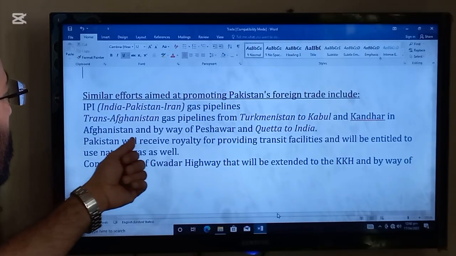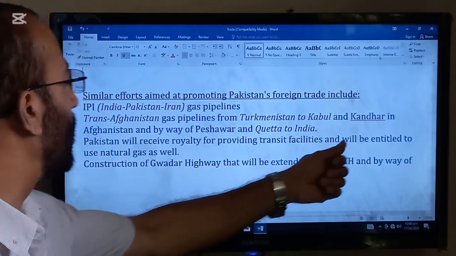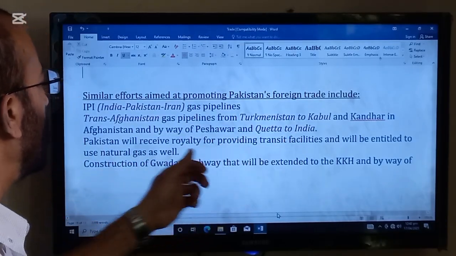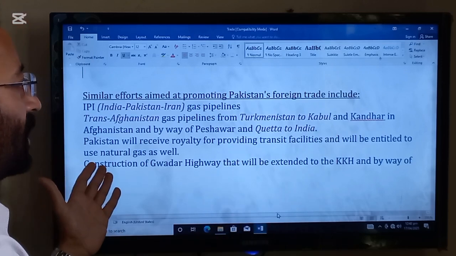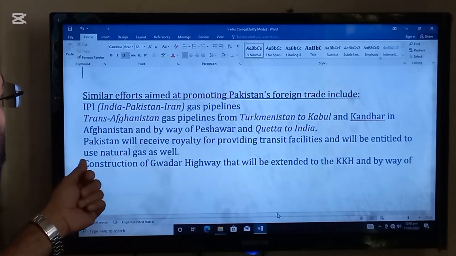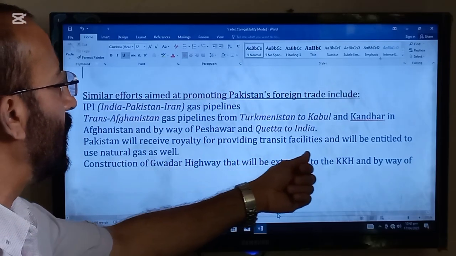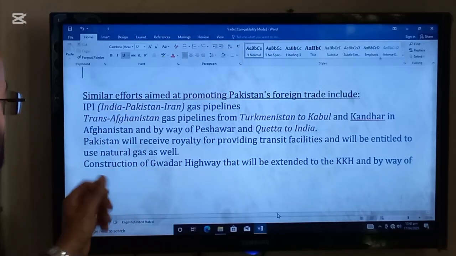Next is the Trans-Afghanistan gas pipelines from Turkmenistan to Kabul and Kandahar in Afghanistan, and by way of Peshawar and Quetta to India. So this is another point through which foreign trade can be promoted. Pakistan will receive royalty for providing transit facilities and will be entitled to use natural gas as well. So this is the point.